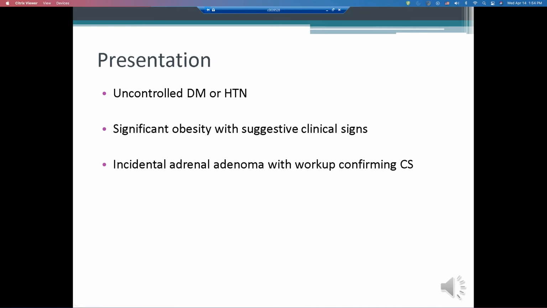Sometimes adrenal adenoma and workup confirms Cushing syndrome. We're going to talk about that later in the adrenal lectures. Sometimes you have osteoporosis in a young female, which is unusual. So you dig deeper into it and you discover Cushing syndrome.